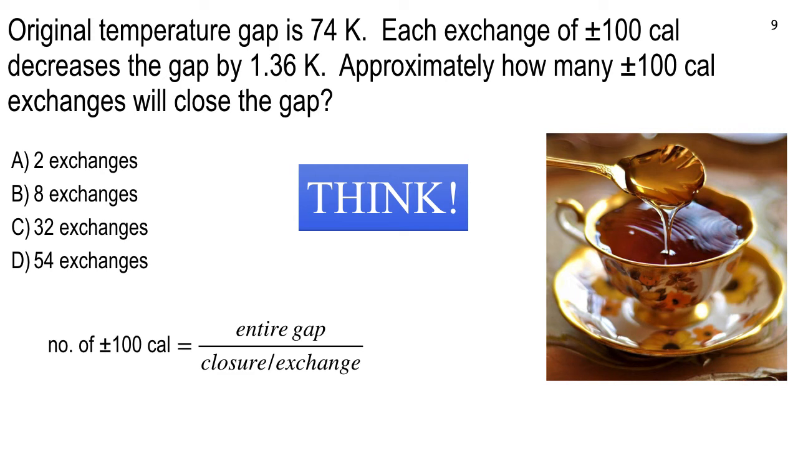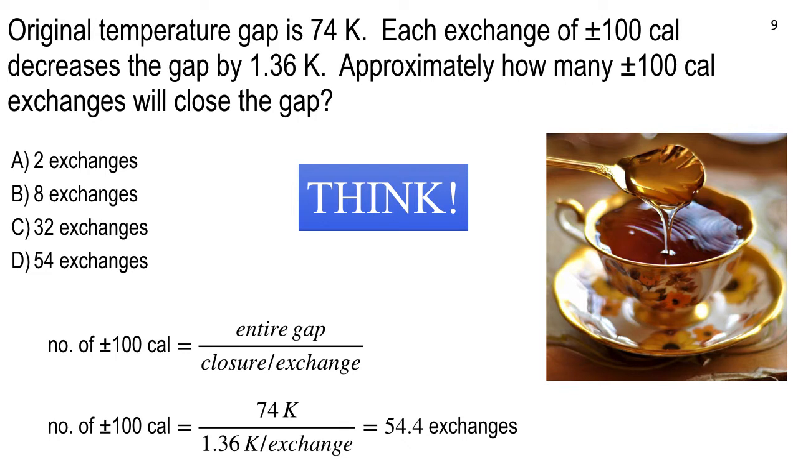So here's your strategy. The number of plus or minus 100 calorie exchanges is basically the size of your gap divided by how much closer you get per exchange. In this case, it's 74. That's my initial gap. And every time I exchange 100 calories, I close it by 1.36. So if I divide 74 by 1.36, that'll tell me how many exchanges I need.